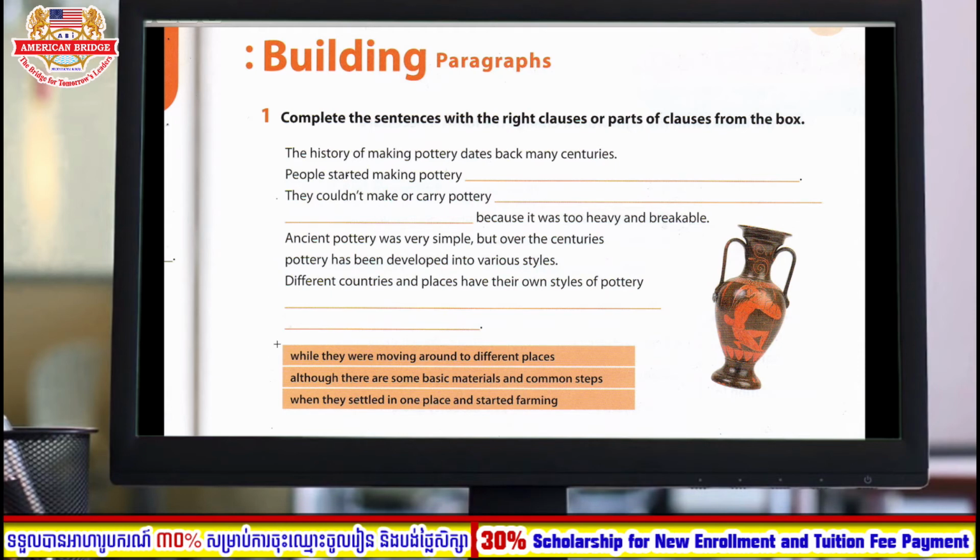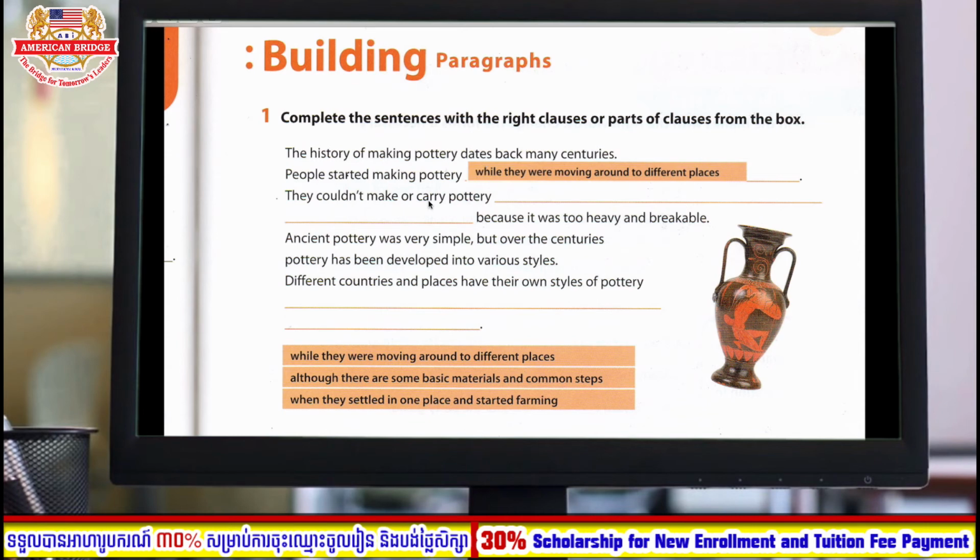So I think, just what I think, the correct answer should be the first one, which means when they were moving around to a different place. The information to back this up is they couldn't make or carry pottery. So I think this one should be the correct answer. Let's move on to the second one. They couldn't make or carry pottery because it was too heavy and breakable. So here, when they settle in one place and start farming, or what is it?